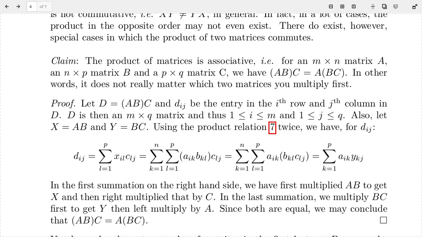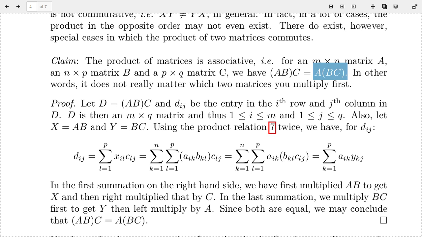So if you have an m by n matrix A, an n by p matrix B, and a p by q matrix C, the product of AB right multiplied by C is the same as A right multiplied by BC, as in this expression on the right. In other words, it doesn't really matter what order you multiply, which two matrices you multiply first. Now, how do you prove this?